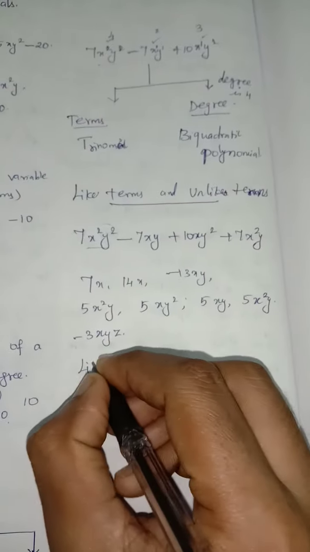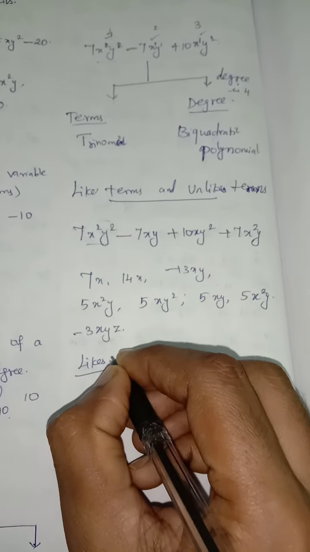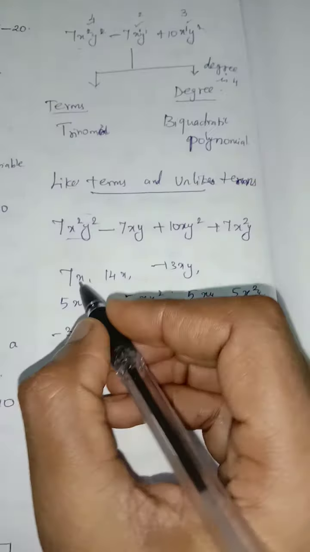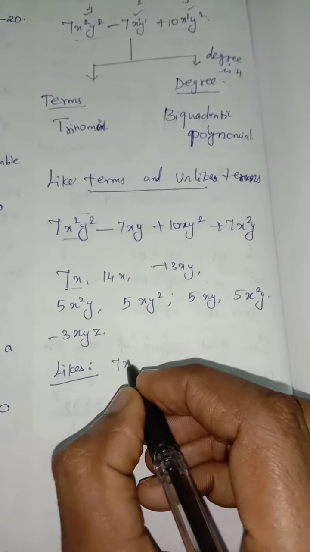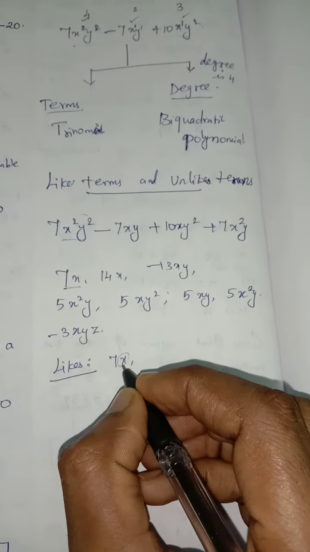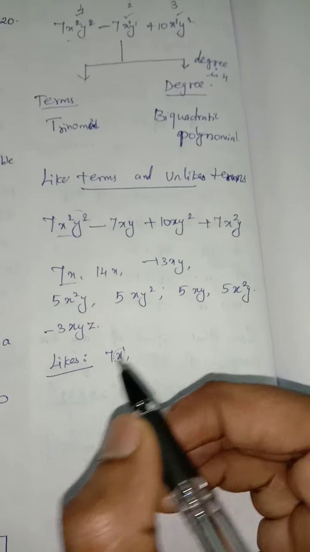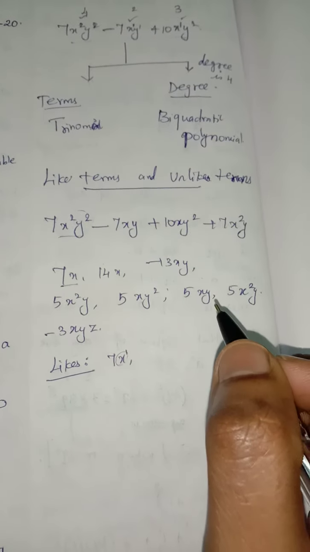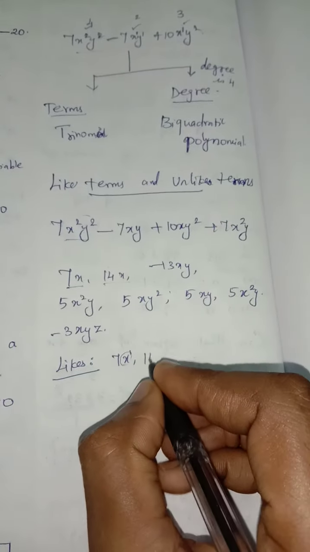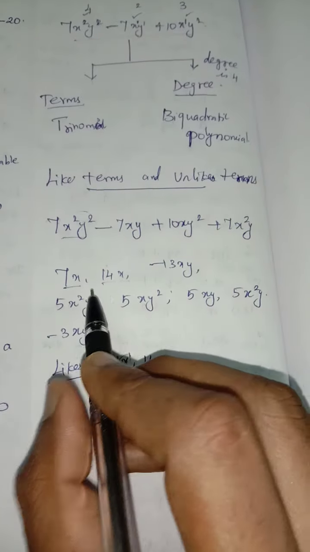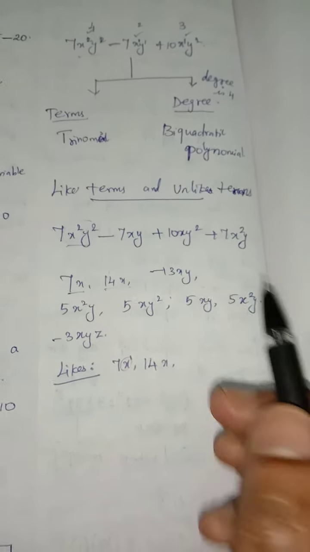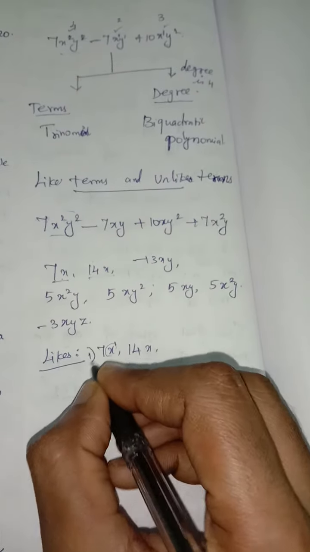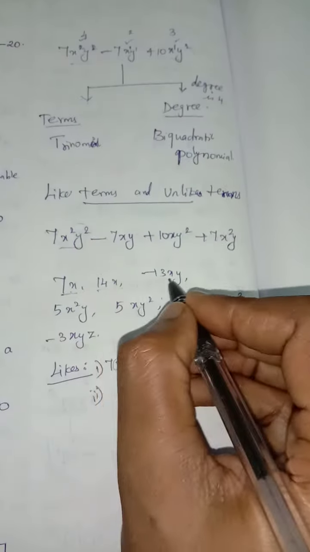Like terms: we need not worry about the coefficient, only the variable, and the power should also be the same. 7x. Only x is there, and its power is 1. Check for any other term which has x alone. 14x. Is there anywhere else that has only x? Nothing. So 7x and 14x are like terms. This is one.